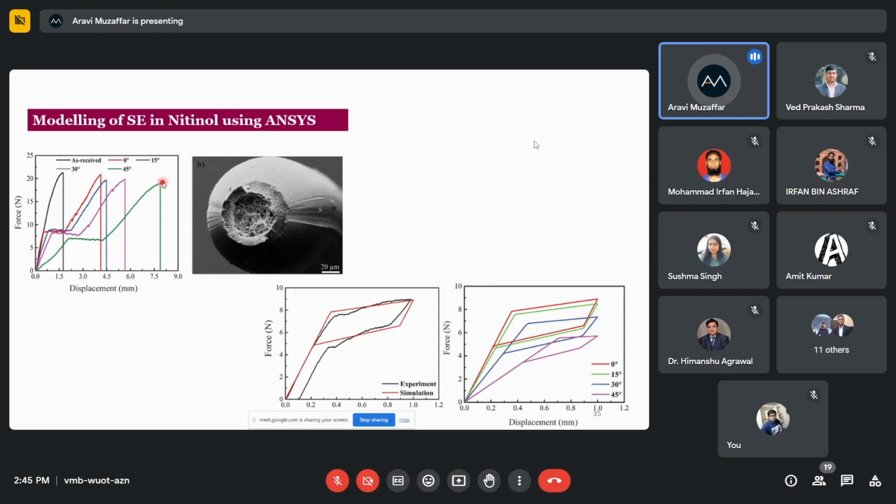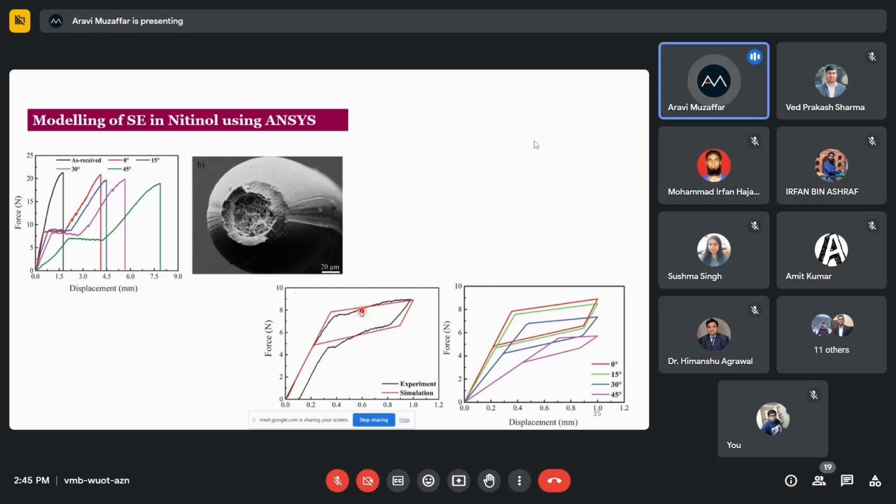So at this particular point where you observe the load drop, the fiber is failing. If you observe the fractured end of the fiber, we see that there are many dimples formed on the surface, characteristic of the ductile fracture of this type of material. And when we tried to see the superelastic plots, we saw what is happening to the superelastic curves.